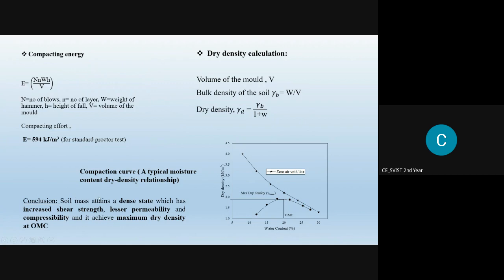So what we can conclude: the soil mass attains a dense state which has increased shear strength, lesser permeability and lesser compressibility, and it achieves maximum density at optimum moisture content.